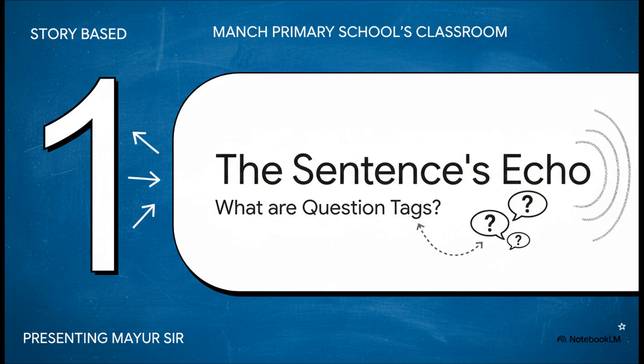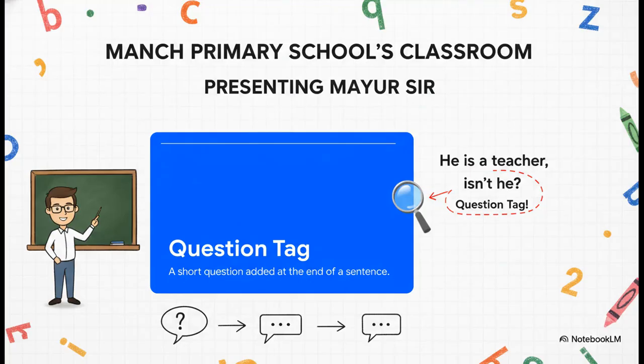The easiest way to wrap your head around it, just think of it like a little echo at the end of your sentence. Yeah, an echo. It's this tiny question you pop on the end of a statement, maybe to double check something, or just to get the other person to agree with you. So the textbook definition? It's just a short question tacked onto the end of a sentence. Let's take an example. He is a teacher, isn't he? The main part, the statement, is he is a teacher. And that little echo we talked about, that's the isn't he? That's your question tag. Pretty simple, right?